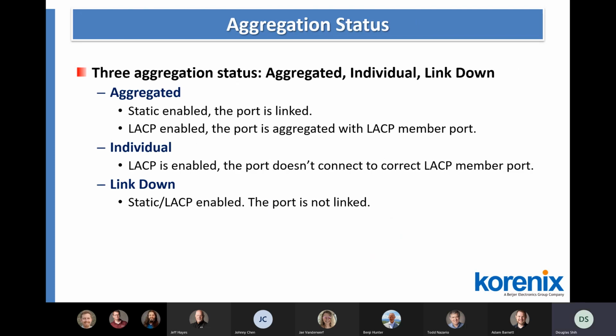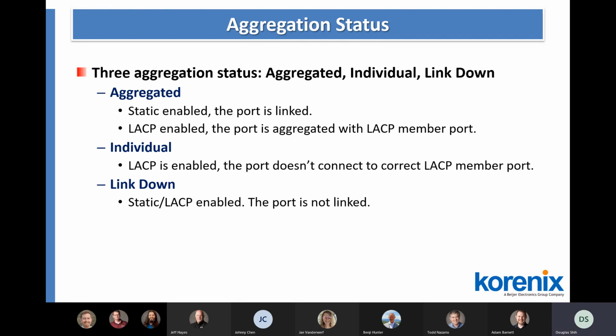So for the port trunk, we have 3 different aggregation statuses. The first is aggregated, the second is individual, and the third is link down. The aggregated status will be shown with a static port trunk and LACP. If you use static, that means all ports of the link are workable right now. And if you use LACP, that means the port is aggregated with the LACP member port.